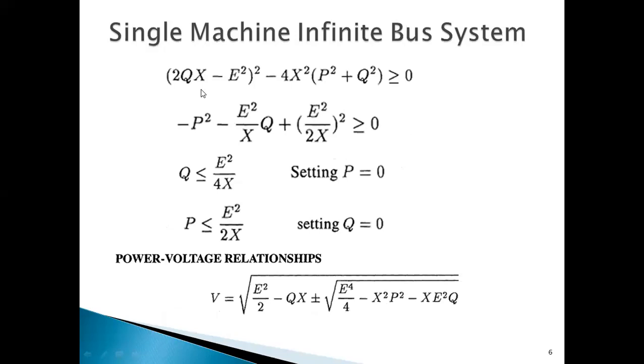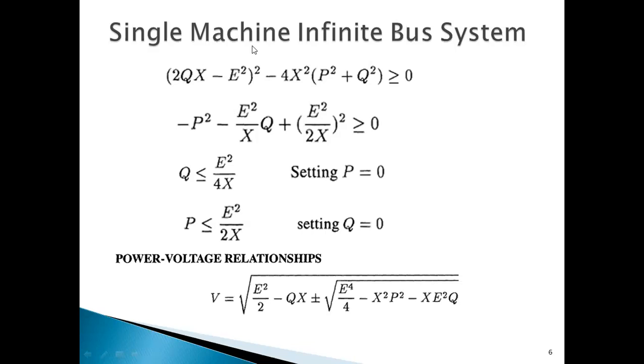Now, we are aware how to solve a quadratic equation. We can take the coefficient of x square as a, the coefficient of x as b, and the constant term as c. With the help of this a, b, c, we are aware that we have a formula to find the solution. B square minus 4ac. B is nothing but 2qx minus e square. So b square, we are getting the first term, and a the coefficient is 1, and c we have got from this equation x square, p square plus q square. So finally we get this equation.